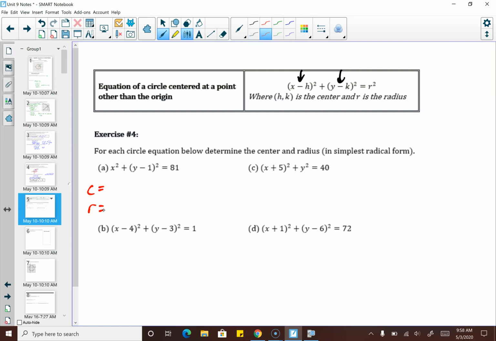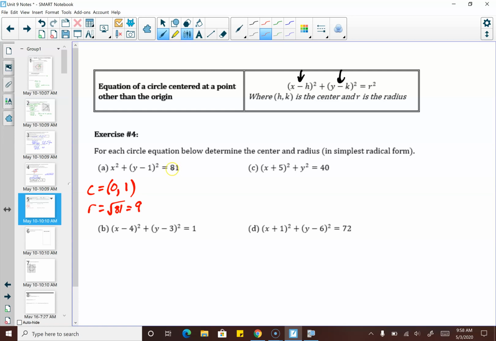So for all these problems, I'm going to write c equals and r equals. So let's go with our center first. If you just have a letter squared, that means the center part of that coordinate is a 0. And then if it says y minus 1 squared, well, again, I told you to watch out because the formula has minus signs in it. You are always going to take the opposite sign. So the center is going to be 0 comma positive 1. And then the radius is the square root of 81, which is 9.